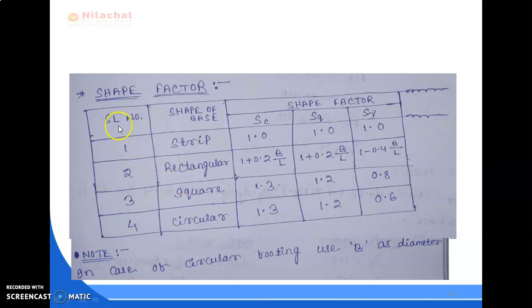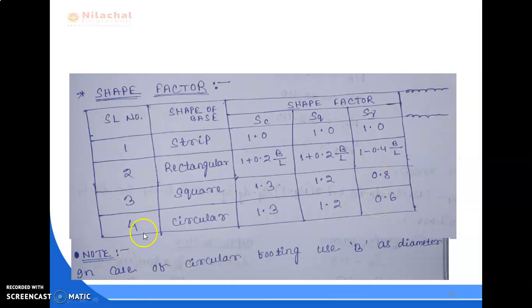The table shows the different shape factors for different shapes of the footing. For strip footing, SC, SQ and S gamma are all 1. For rectangular, SC is 1 plus 0.2 B by L, SQ is 1 plus 0.2 B by L, and S gamma is 1 minus 0.4 B by L. For square footing, SC is 1.3, SQ is 1.2, S gamma is 0.8. And for circular, SC is 1.3, SQ is 1.2, S gamma is 0.6.